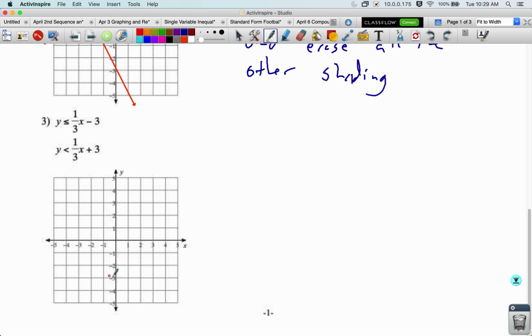1/3 x minus 3, so I put a point at -3. Go up 1 over 3, or down 1, left 3. Connect that up with a solid line.